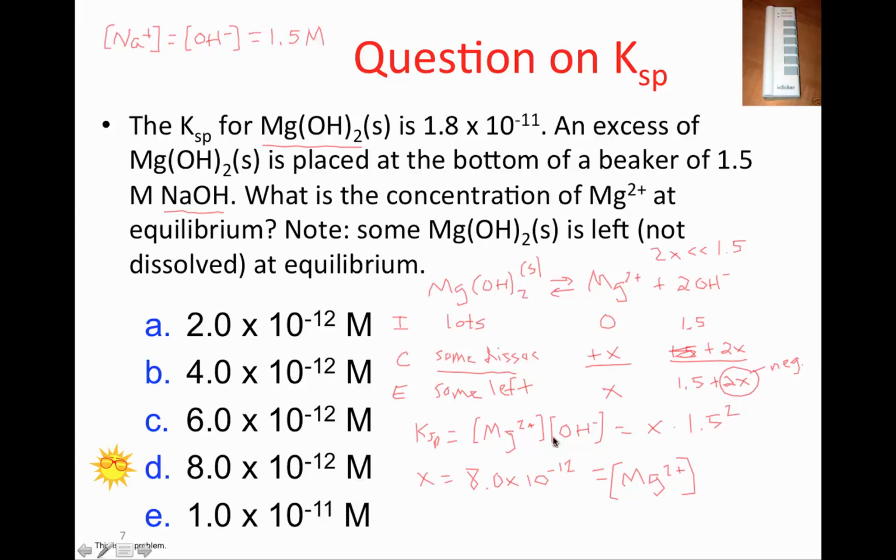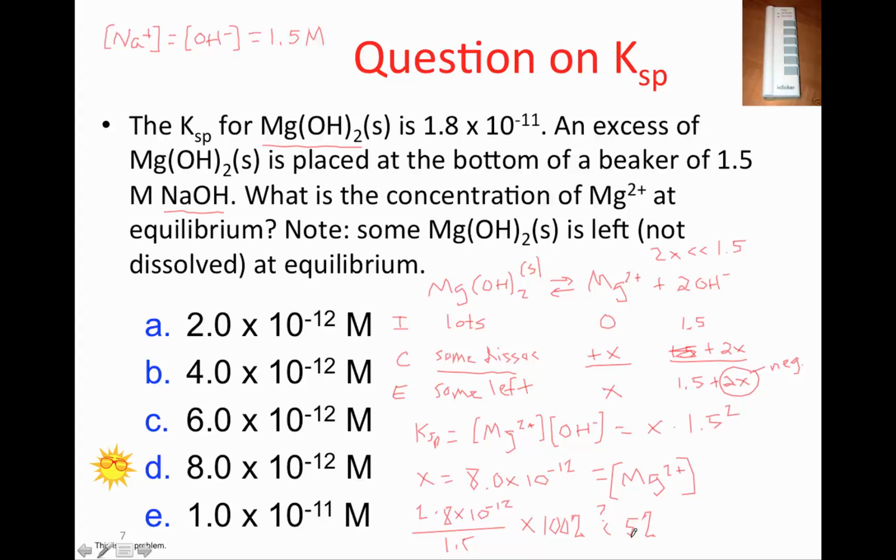Okay, so clearly this is going to be less than 5% of this. We could check it. We could say, let's see, is 2 times 8, I'm leaving off the sig fig, times 10 to the minus 12, divided by 1.5 times 100%. Is that really less than 5%? So is it less than 5%? And we can all kind of do the math. And we can say, yeah, it's a lot less than 5%.